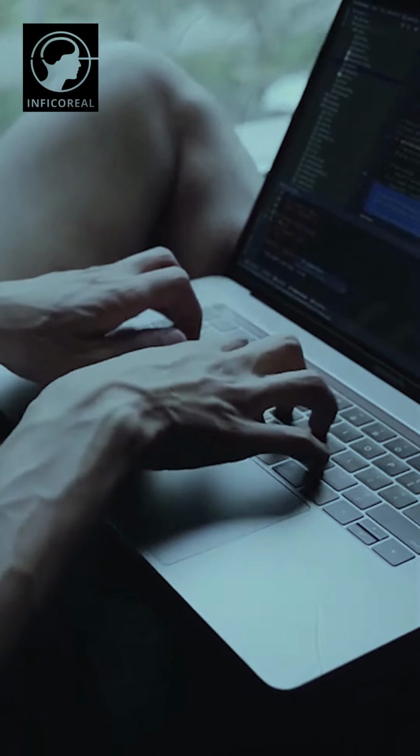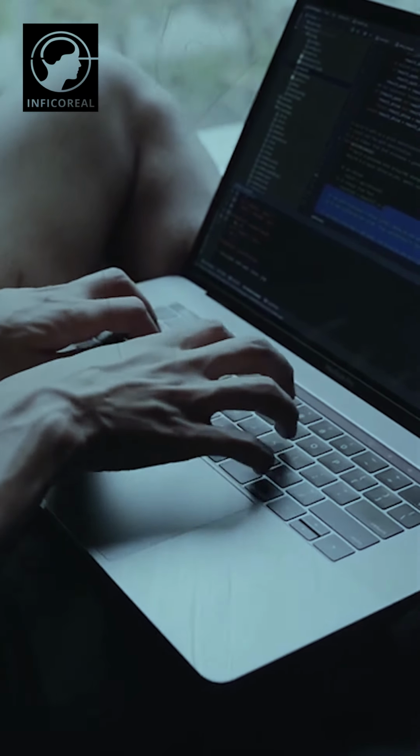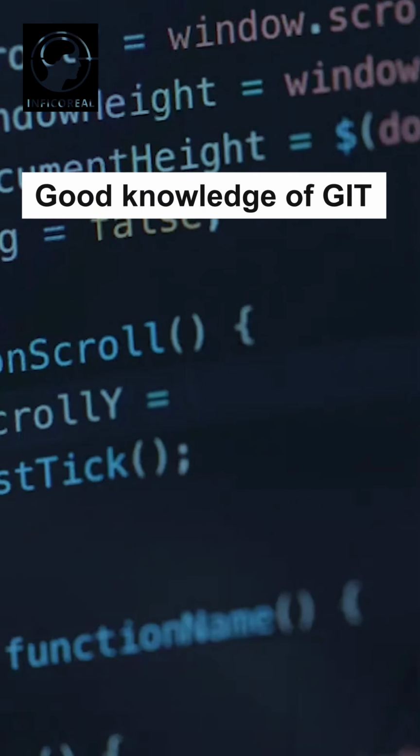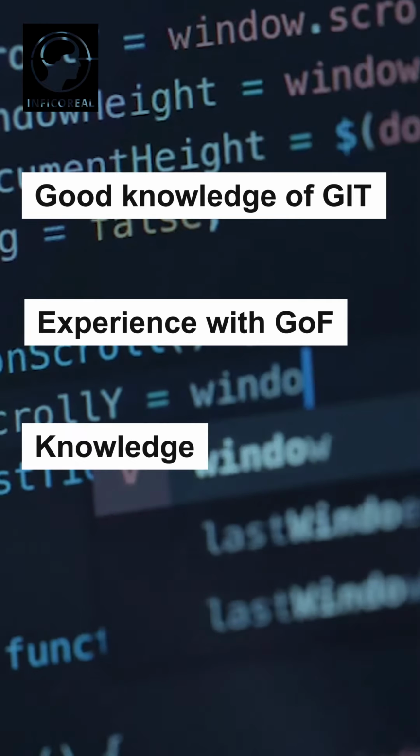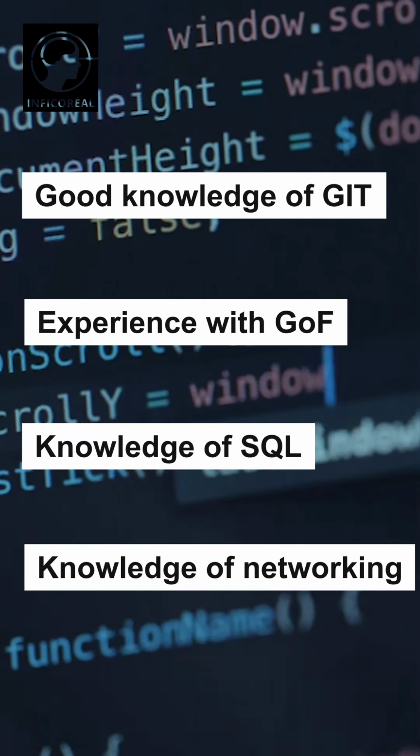Other than Dart, the hard and soft skills required for Flutter developers are good knowledge of Git, experience with graph patterns, knowledge of SQL, strong knowledge of networking, etc.